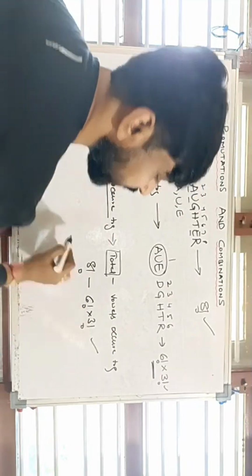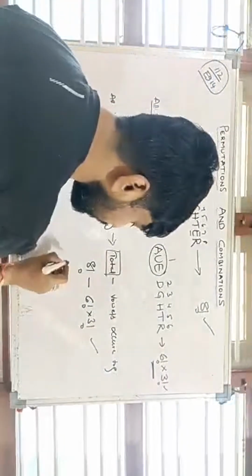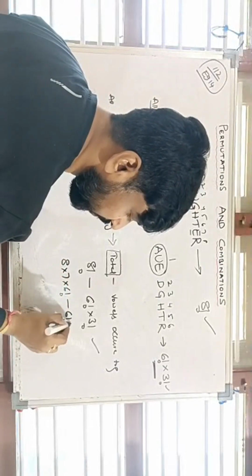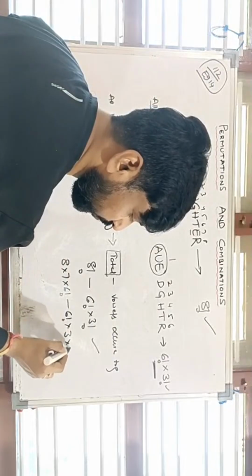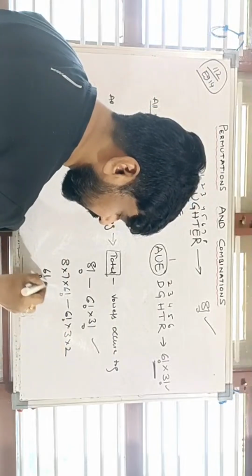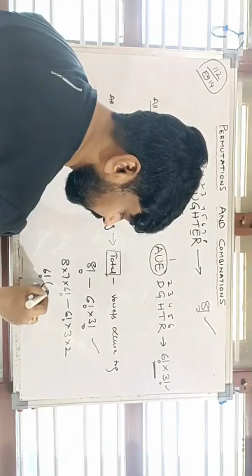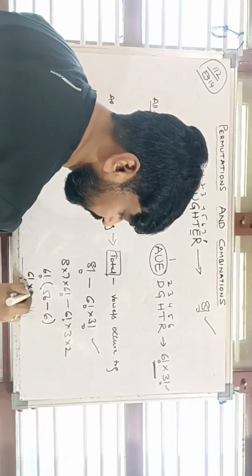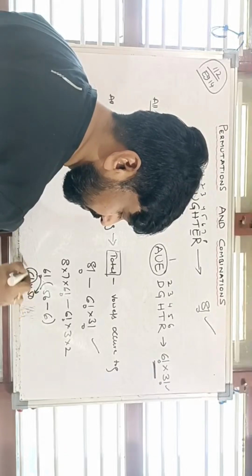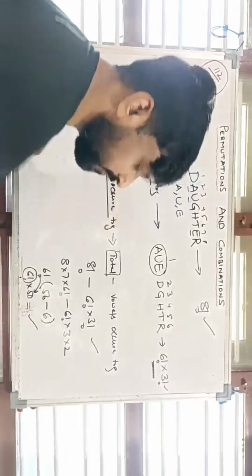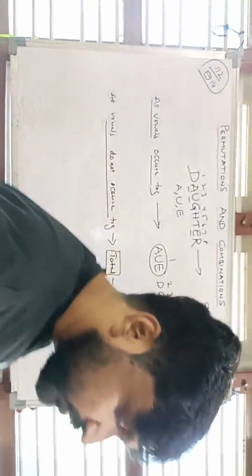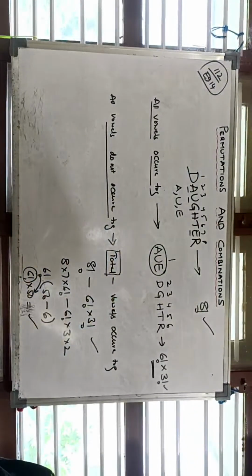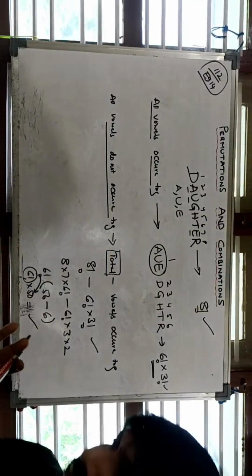If you simplify, you do it this way: 8 into 7 into 6 factorial minus 6 factorial into 3 into 2. Then take 6 factorial common: 56 minus 6. This is 6 factorial into 50. Then write down the value of 6 factorial and multiply by 50, and you will get the answer. Like this, we use such techniques while solving similar problems. So the occur together case is most important.